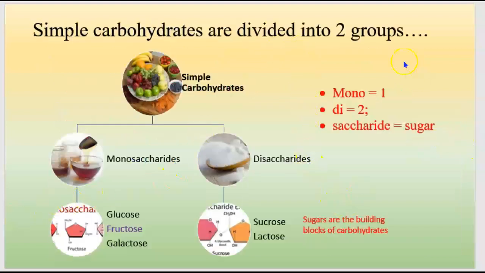Simple carbohydrates are divided into 2 groups. So this is the part that you need to write down on your notes. Mono meaning 1, di meaning 2, so monosaccharides. Saccharide is the word for sugar.